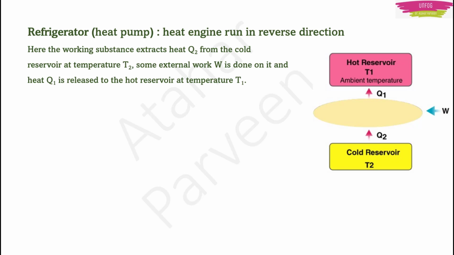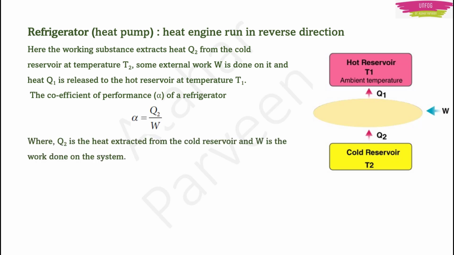So what will happen here? There will be a working substance, but it will extract heat from the cold reservoir and utilize that heat in doing some work, and the rest of the heat will be released to the hot reservoir of temperature T1. Basically, it is the opposite of heat engine. Here we don't have efficiency. Here we have a coefficient of performance. The symbol for coefficient of performance is alpha for a refrigerator. And this alpha is Q2 upon W.